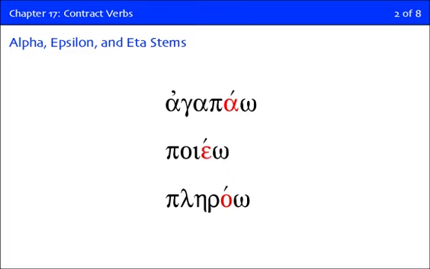Now, one of the nice things about contract verbs is that once you've learned, for example, poieo, an epsilon contract, you then know how all epsilon contracts behave. All right? So there's three patterns, but once you learn an example of one verb in one pattern, you know how all the other verbs in that same pattern are going to function, okay?